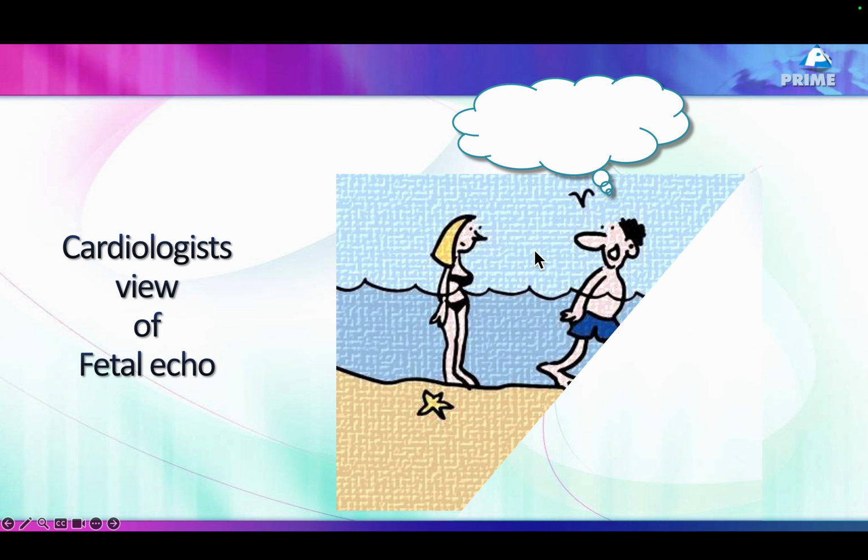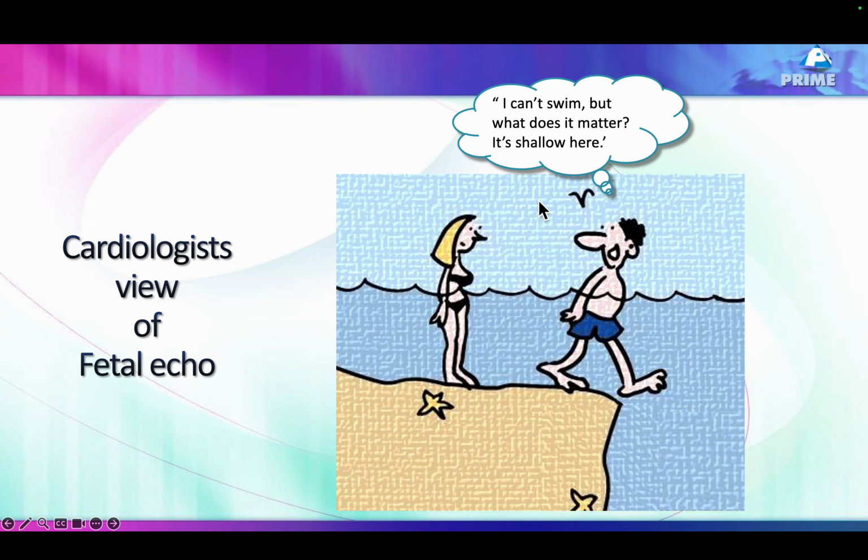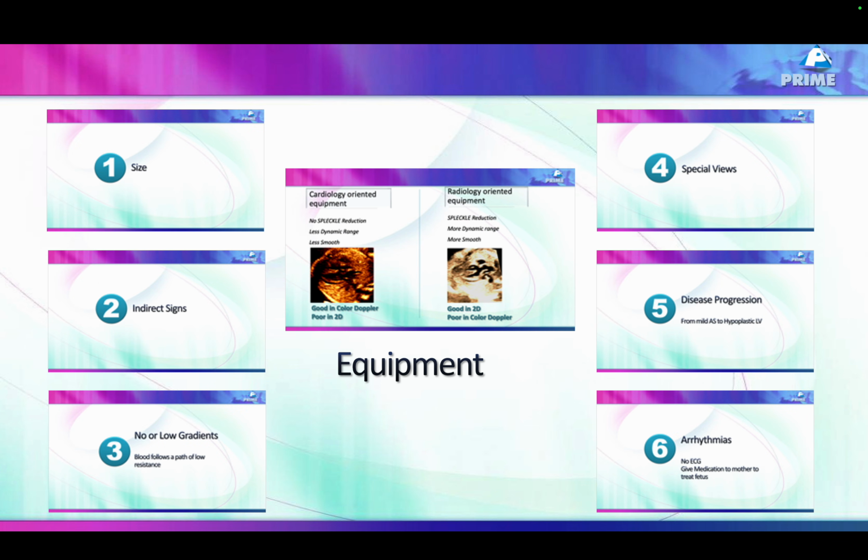Wonderfully said that, as a cardiologist, this is a good cartoon. To give you an example, the cardiologist says that I can't swim, but it doesn't really matter because the water is shallow here only. That's true for adult echo, but certainly you are going to go into deep waters when you are thinking about doing fetal echo. So this is what my entire talk is going to be. What are the differences? And I have divided these things into different categories.